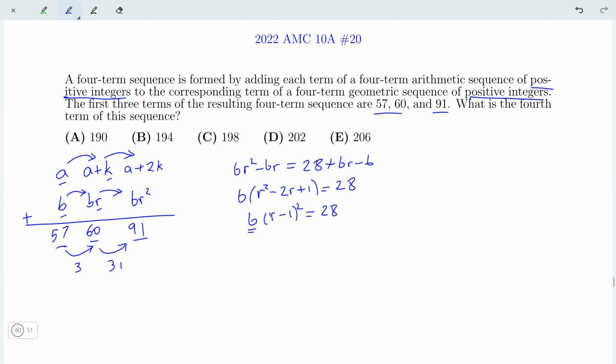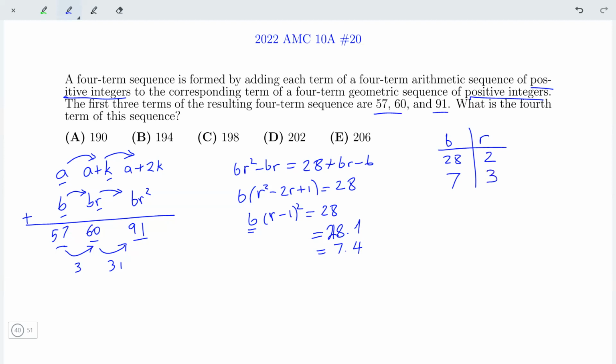So the solutions for this can be, let's see, I can factor this as 1 times 28, or 28 times 1, or I can factor this as 7 times 4, which is a square, right? So let's check those possibilities. If b is 28, r minus 1 squared is 1, so r is 2. If b is 7, r minus 1 squared is 4, so r is 3 here.